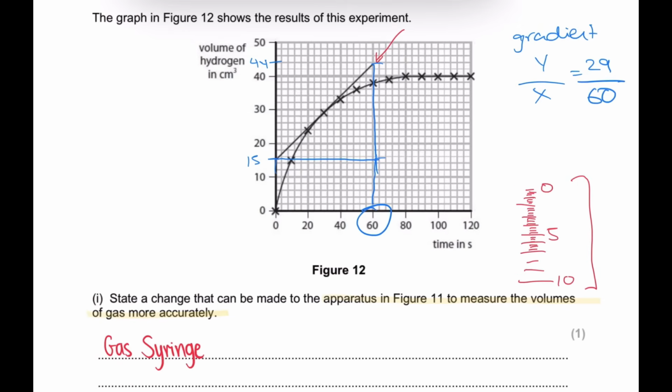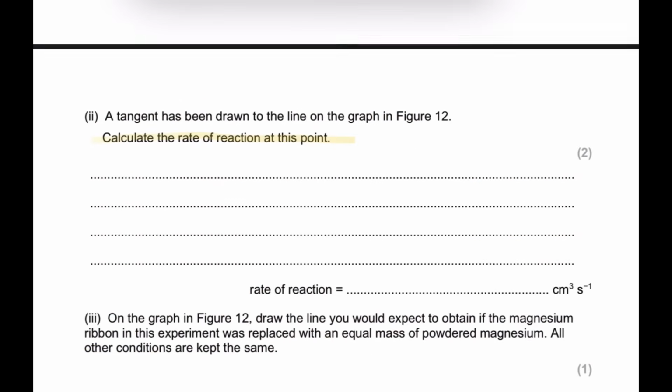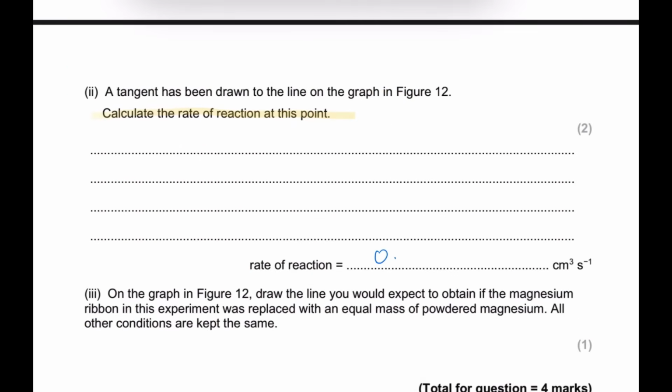In other words, this y over x is the exact same as amount over time, which is how we find the rate of reaction for anything if they just give you values. So if we just do 29 and we divide this by 60, we would get our rate of reaction to be 0.483 recurring. Now this will be different whether you're doing it on paper because we're doing this electronically.